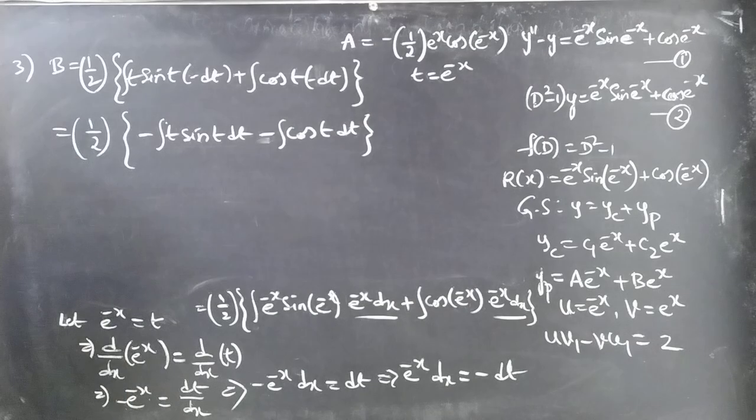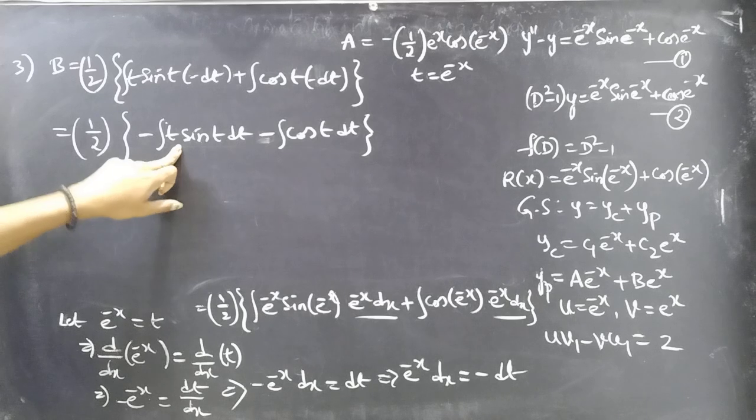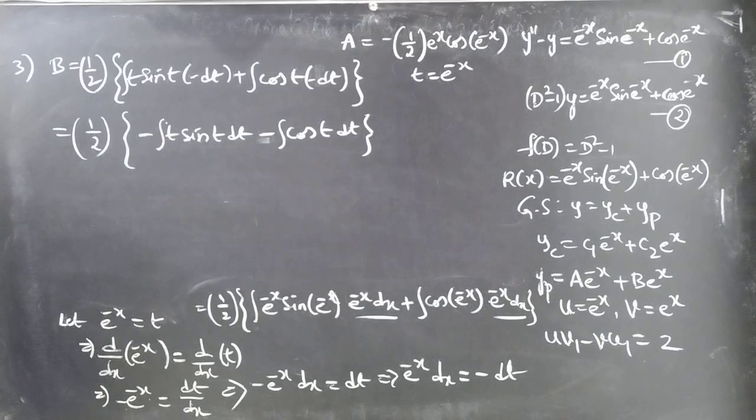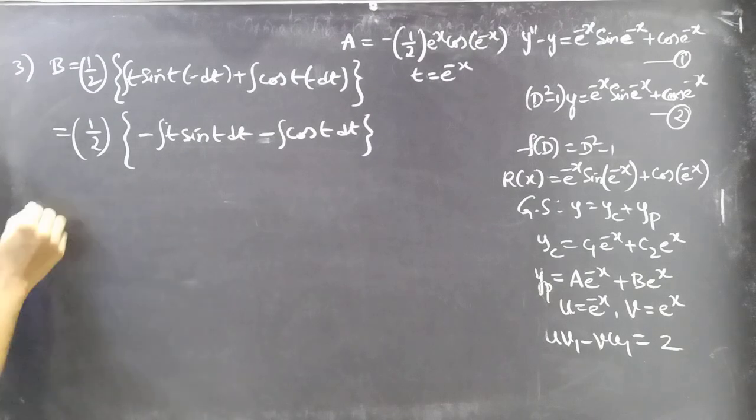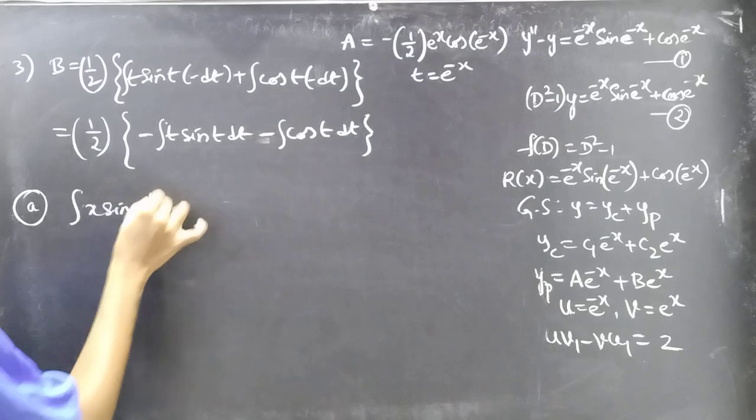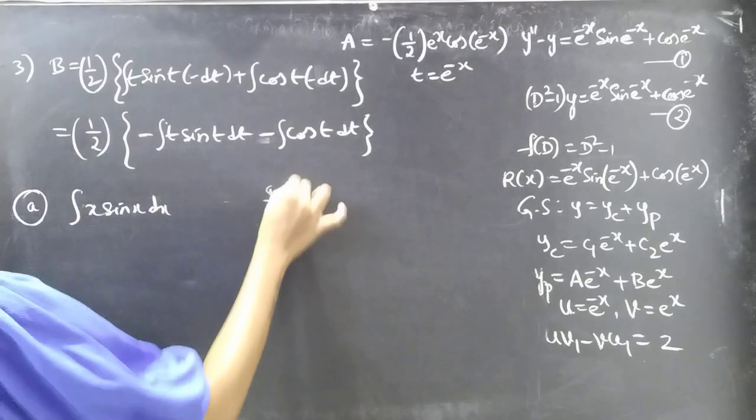Let's now evaluate the integral of t sine t dt. So instead of taking t, we'll take the variable x, and we'll find the integral of x sine x dx for our convenience. Integral x sine x dx. Here we are going to apply the integration by parts formula.